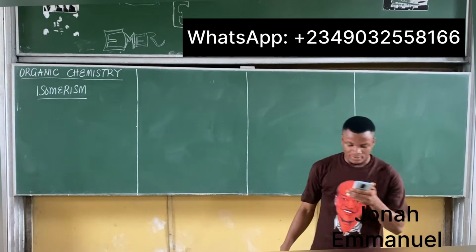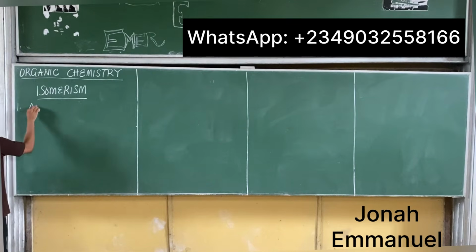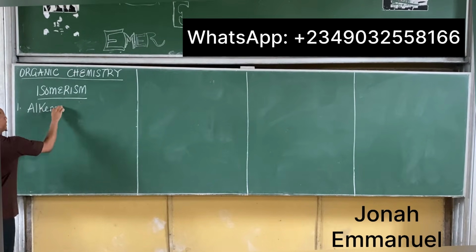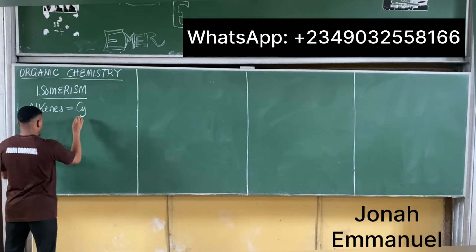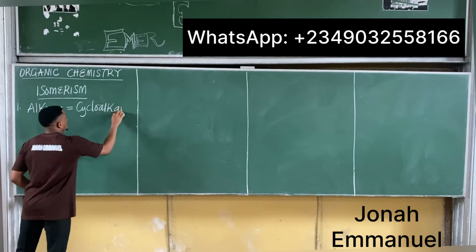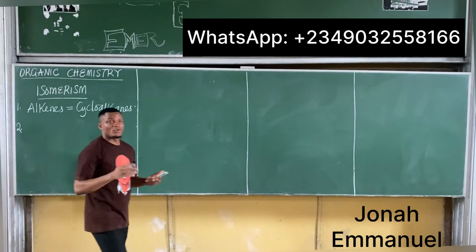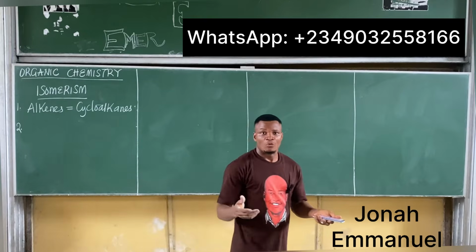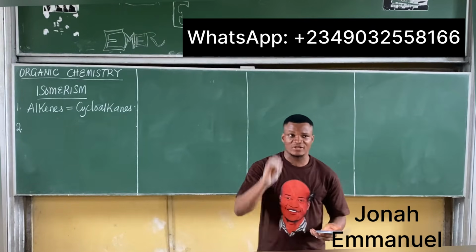Number one, alkenes are isomers of cycloalkanes. Please note this one first. That's the first thing to note. We've defined isomerism before now. We talk about the types, chain, functional, geometric, but leave that one now. Let me just highlight some few points.